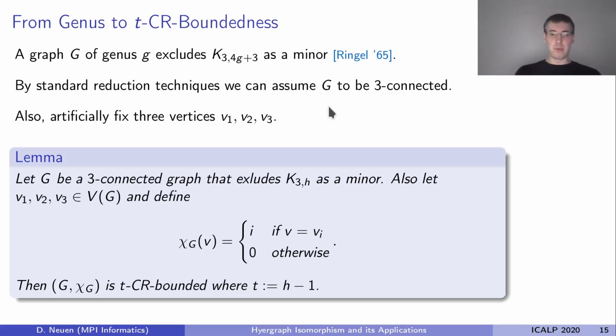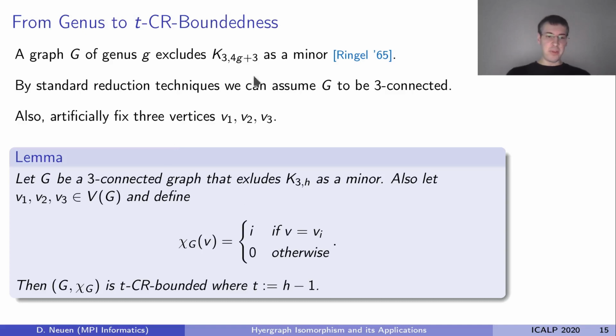Okay, and now the algorithm goes as follows. The first thing that we do is use the standard decomposition into 3-connected graphs and standard dynamic programming techniques to reduce to the case where the input graph is actually 3-connected. Now, by trying out all possibilities, we can fix the image of 3 vertices of the first graph and the second graph by assigning a unique color i to vertex vi. And then the main lemma is that this graph that we get by individualizing 3 vertices turns out to be t-CR-bounded, where t is equal to h minus 1, where h is this number from the excluded minor.